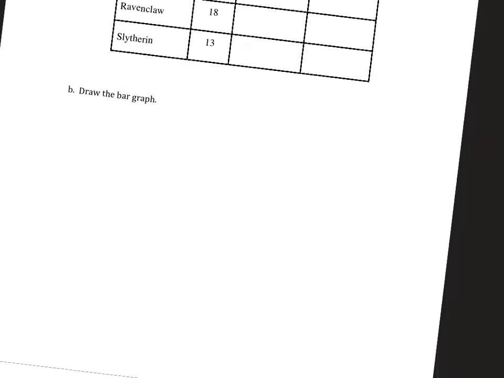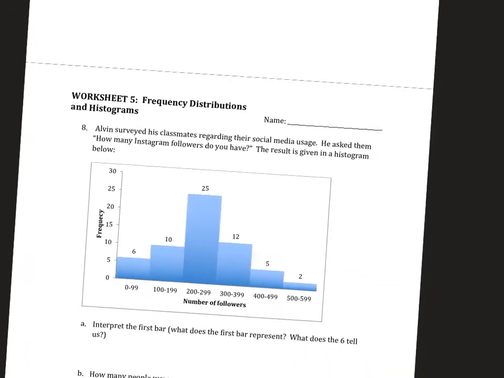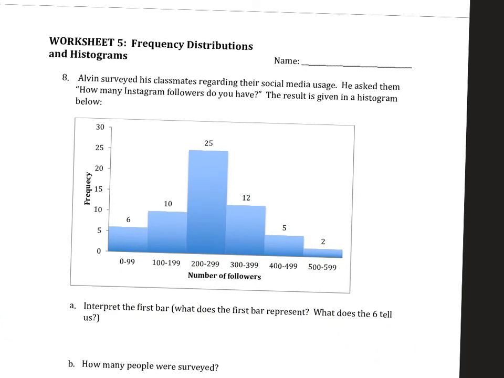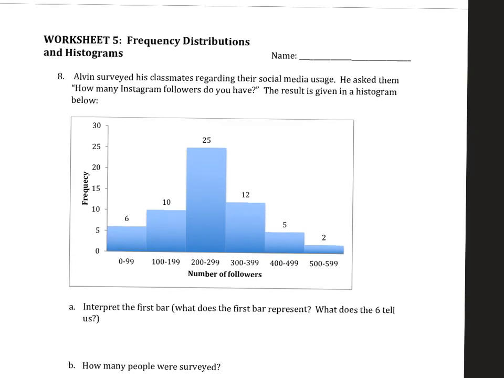For number 8, it's given, you can see there's a graph right there. So just a little hint. I'm looking at this graph here, at the first bar. See how it says number of followers and there's a frequency. So this must be representing frequencies, and this must represent how many followers they have. I noticed the first bar is just a little over 5, so it's 6. That means 6 is the frequency.